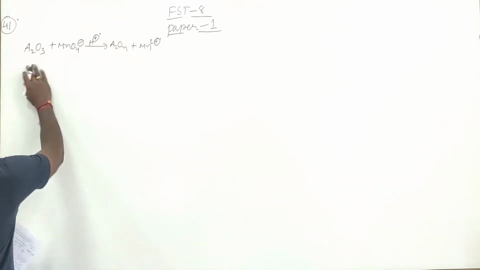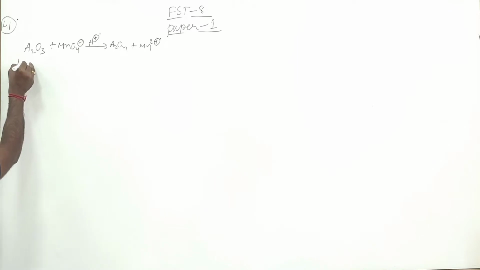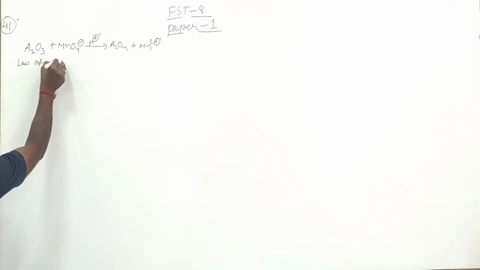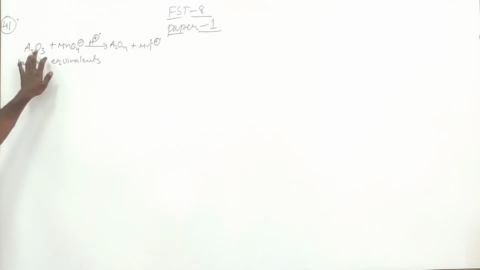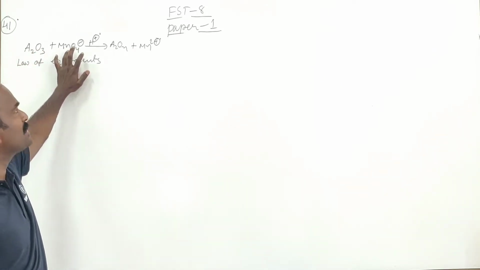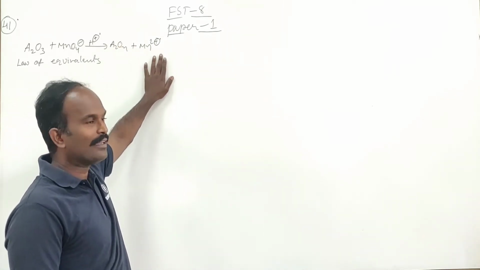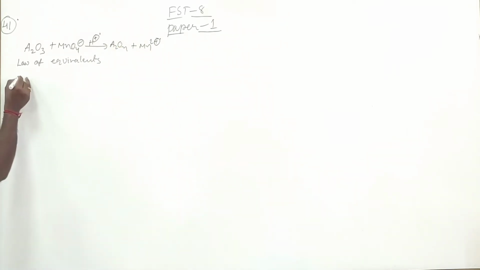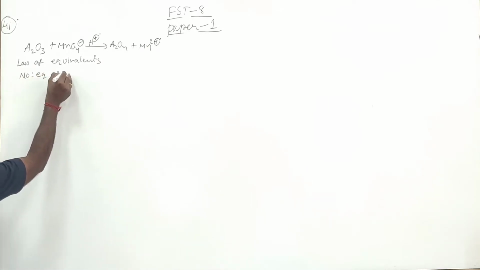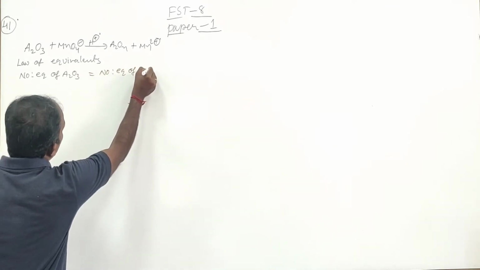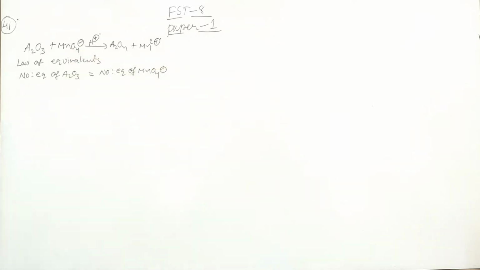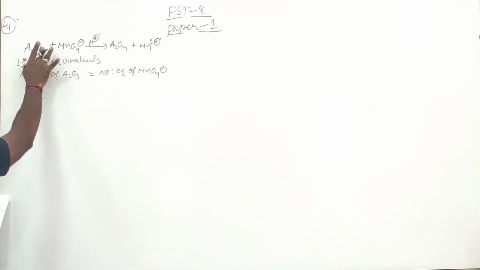Now for this, according to the law of equivalence, the number of equivalents of A2ON is equal to the number of equivalents of MnO4 minus, which is equal to the number of equivalents of AO3 minus, equal to the number of equivalents of Mn2 plus. So based on that, I will take it like this: the number of equivalents of A2ON is equal to the number of equivalents of MnO4 minus.